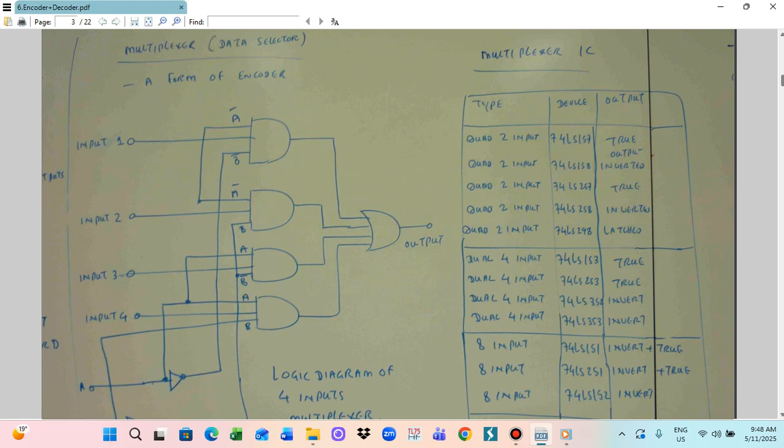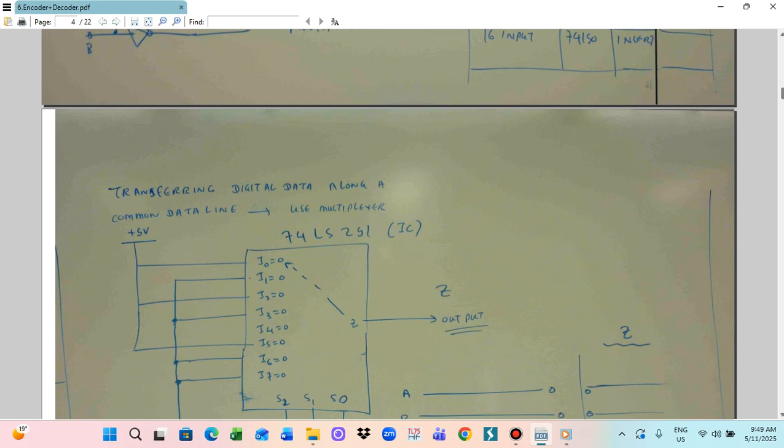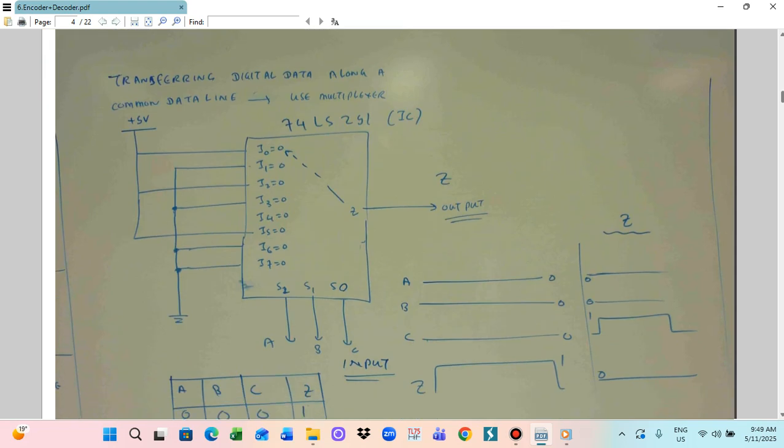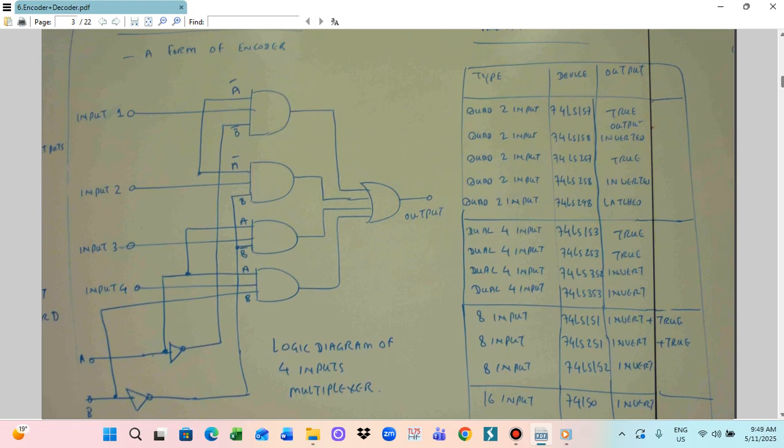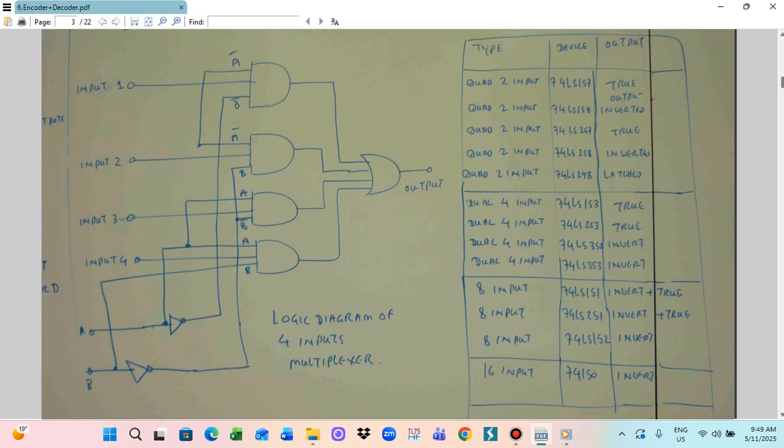We utilize the IC to construct a multiplexer. One type is the quad 2 input, and we use the ICs 74AS157, 74AS158, 74AS257, 74AS258, and 74AS298. Those are the multiplexer ICs. They can produce a true output or inverted output, or a latch output can be taken out. We also utilize the dual 4 input, and the ICs will be the 74AS153, 74AS253, 74AS352, and 74AS353. They can also produce the true or the inverted output.